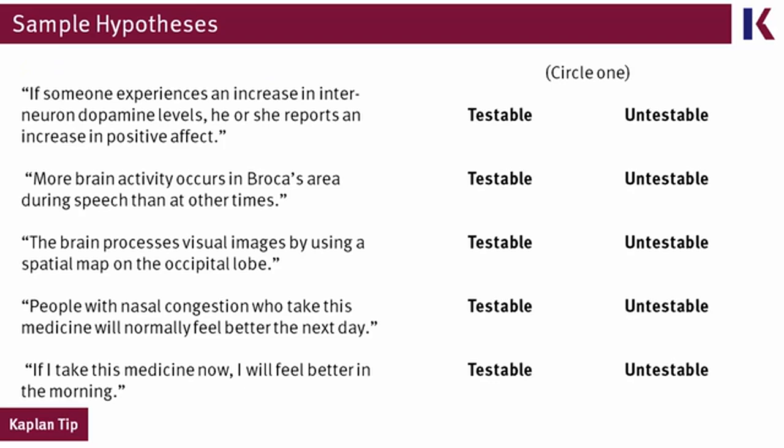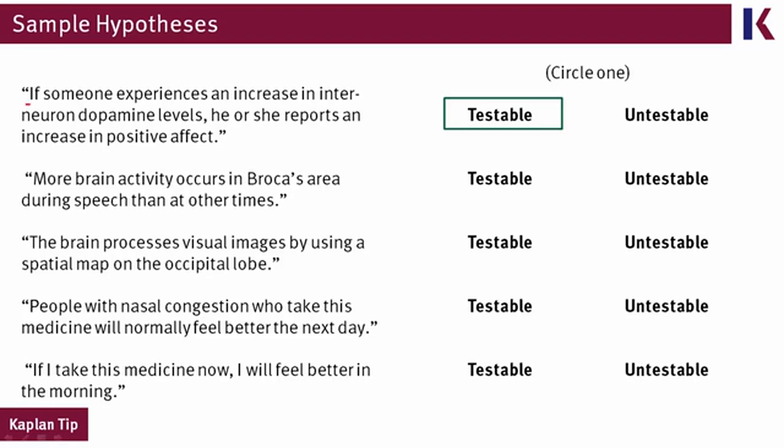So in this exercise, we're going to go through 5 sample hypotheses, and what you're going to do is decide and circle whether these are testable or untestable. Let's start with the first one. It's about interneuron dopamine levels. This one, which we'll start off with as an example, is going to be testable. In fact, it's even phrased like an if-then statement.